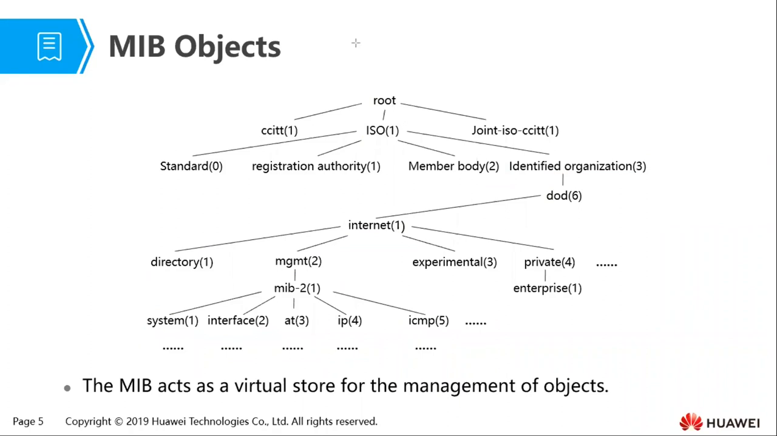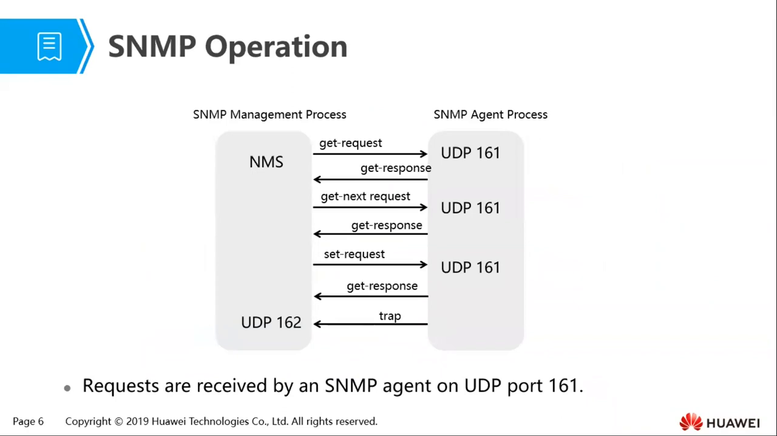Okay, so let's now look at the SNMP operation. The SNMP operation is, of course, as we've said, between your network management system, your NMS, so a process within your NMS, and the network element management agent process. So they're going to be interacting using UDP port 61 and also UDP port 62.